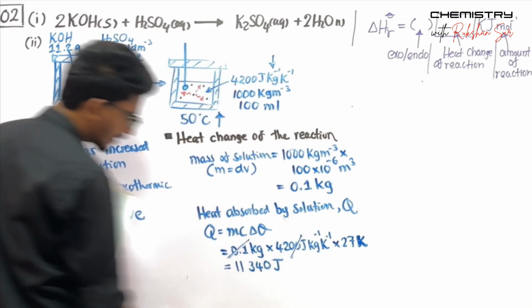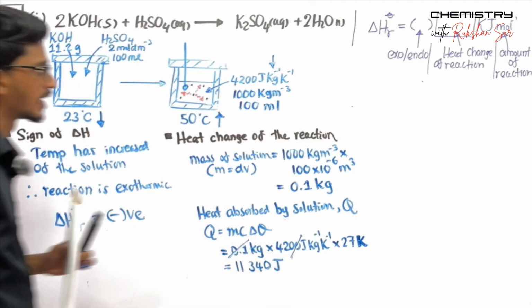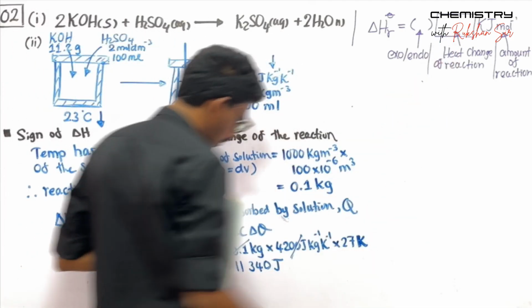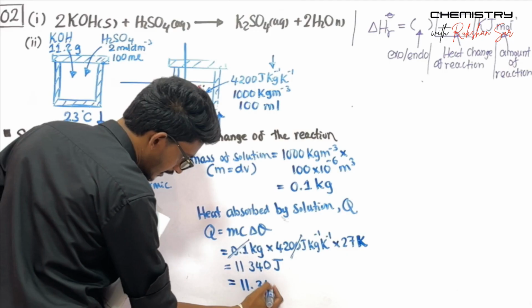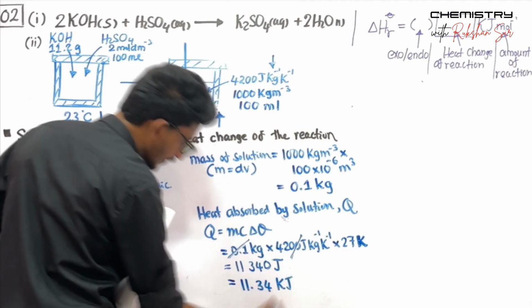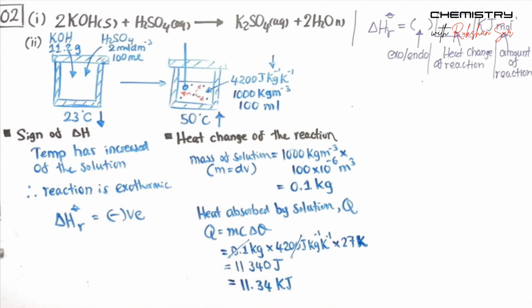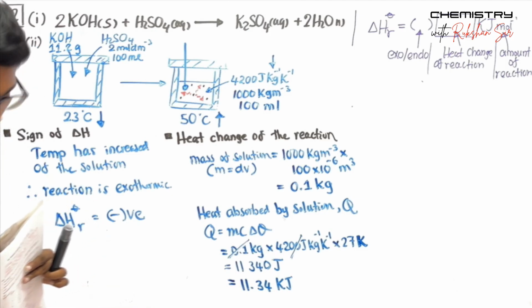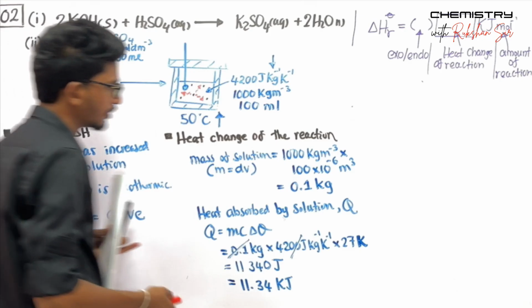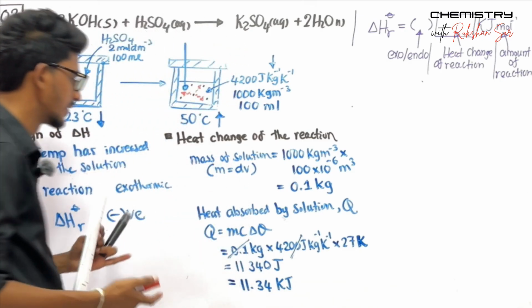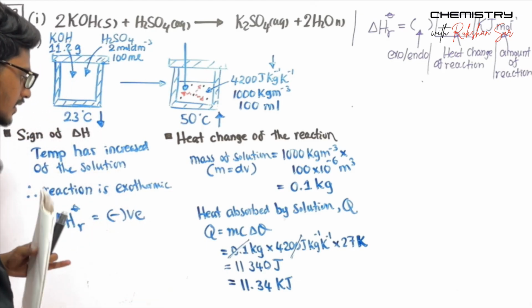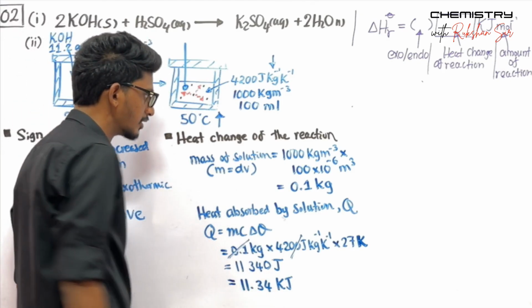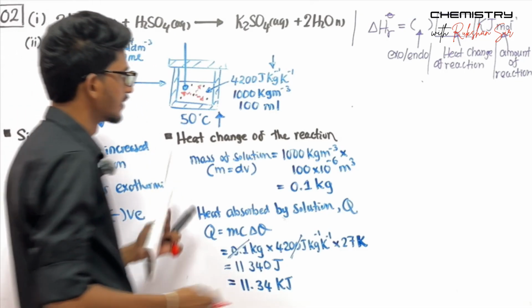That is in joules. Normally the delta H naught R values will be represented in kilojoules, so we have to convert this into kilojoules. That is 11.34 kilojoules. That is the heat absorbed by the solution. As we are assuming no heat is lost to the environment and all the heat released by the reaction is absorbed by the solution, we can take the same value as the heat released by the reaction, right?